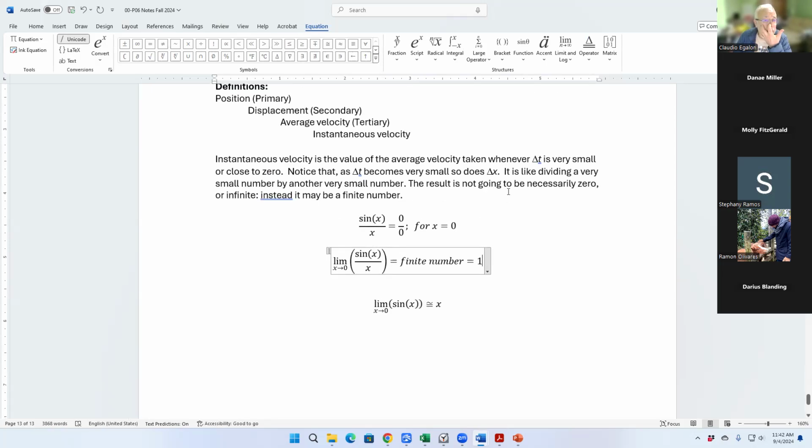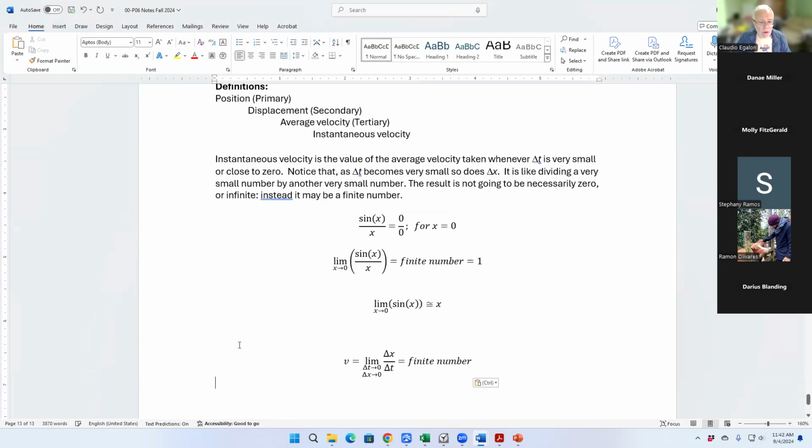So that's what the instantaneous velocity is all about. We're dividing something small by something else that is also small. And the concept of instantaneous velocity, in a formula-wise way, is like the limit as delta t goes to 0, delta x goes to 0. And it will also be a finite number, just like we have a finite number here in these ratios.